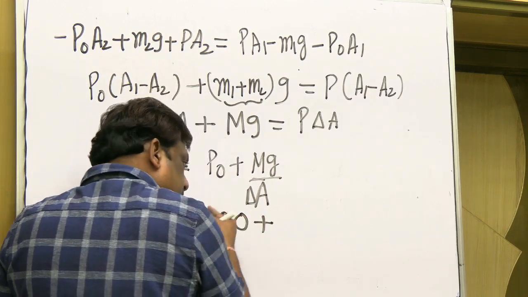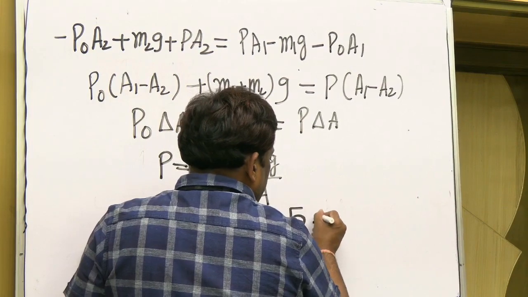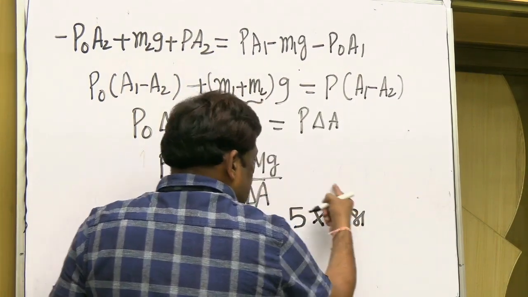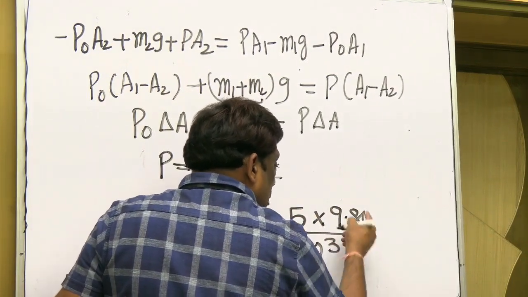Okay, if this is in kilopascal, this should also be in kilopascal. The mass is given as 5 and G is 9.81. This will be in Newton. Divide with 1000, it will be in kilonewton.